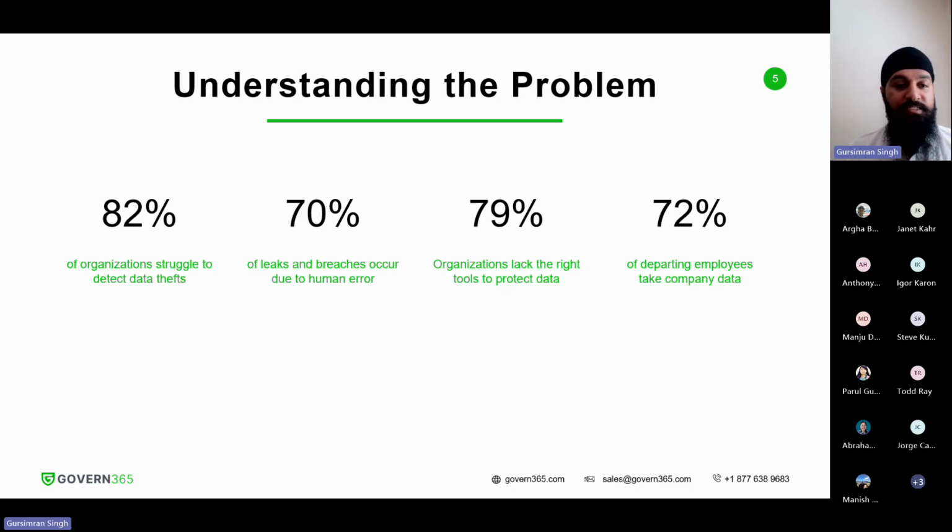Okay, some other statistics: 70% of leaks happen due to human error, right?